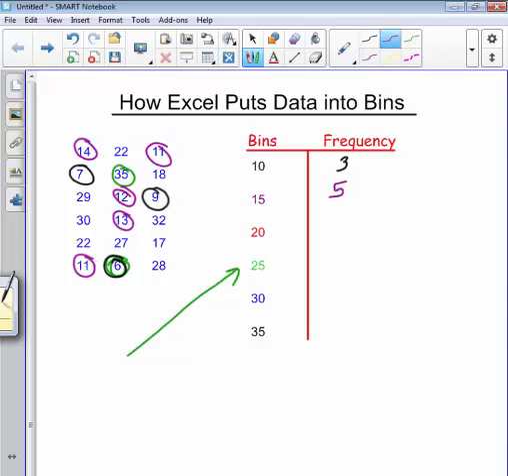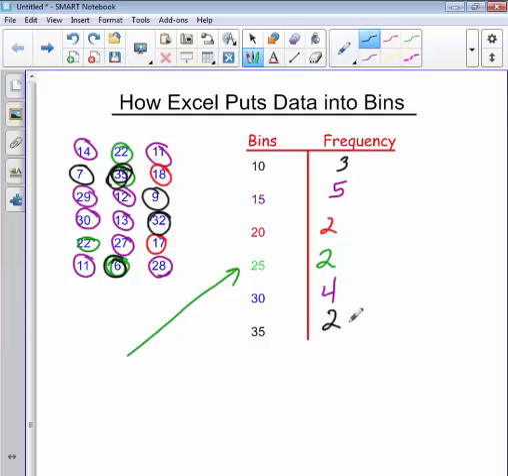For 20, we look at anything bigger than 15, but less than or equal to 20. That's our 17 and our 18. For bin 25, that's going to include the 22 and another 22. Bin 25 has frequency 2. For bin 30, that's everything less than or equal to 30 but greater than 25. We've got our 28, our 27, our 29, and our 30. That's 4. For 35, all we have left is the 35 up here and the 32, so that's 2. This is how Excel puts its data into bins.